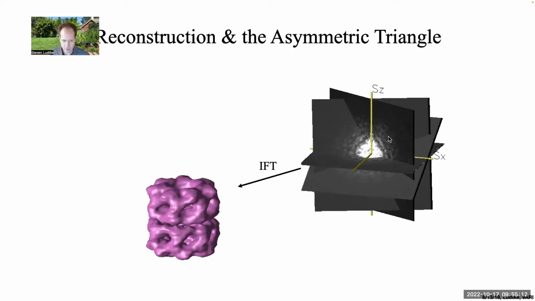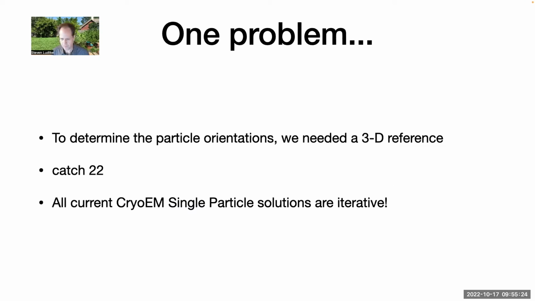There are issues with preferred orientation and stuff like that, where you may have some gaps still in Fourier space, which causes some artifacts in the image. But the idea is that you would have uniformly distributed particles, and with enough of them, that it would fill in Fourier space.